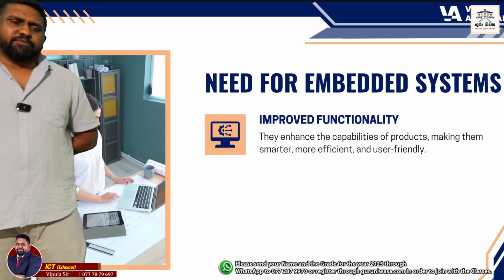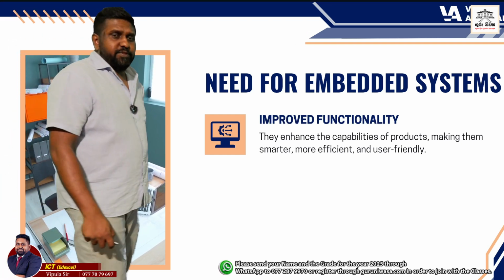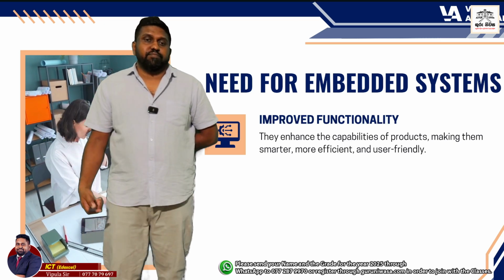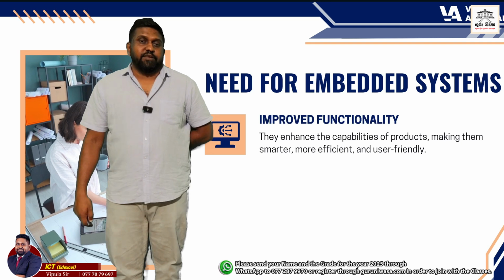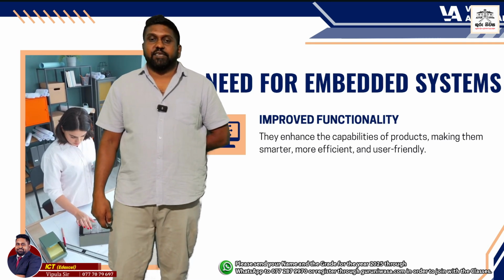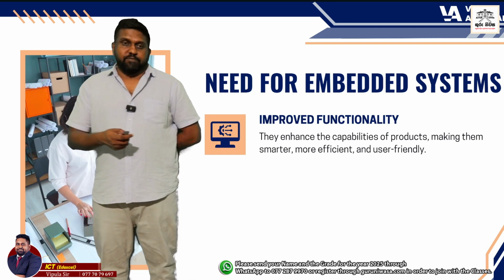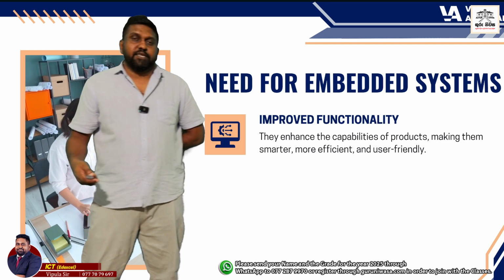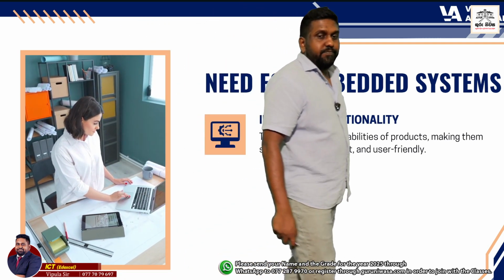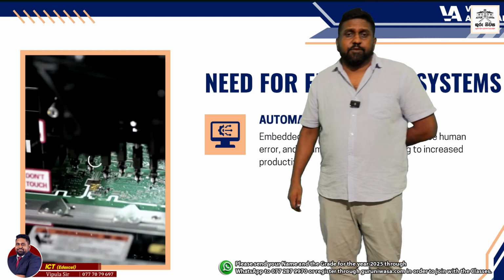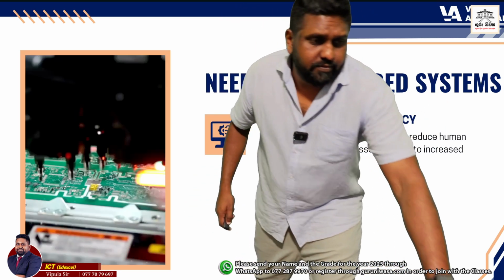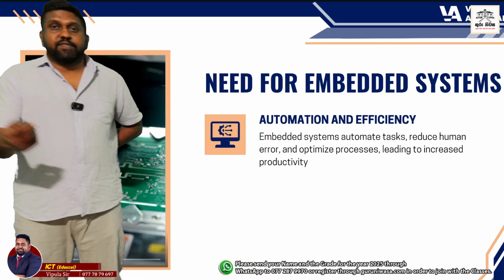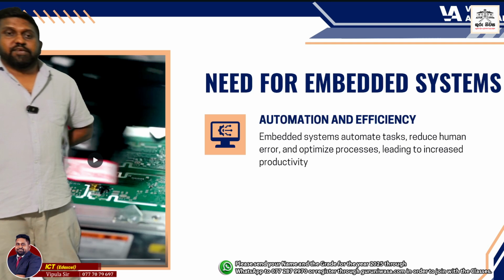What's the need? So primarily we need embedded systems if we are focusing on making products in a specific way, to make them smarter, more efficient and user friendly, right? So when it comes to embedded systems, they basically give a lot more improved functionality, which allows you to give smarter solutions, as well as automation and efficiency. So embedded systems basically allow you to automate tasks and reduce human error.